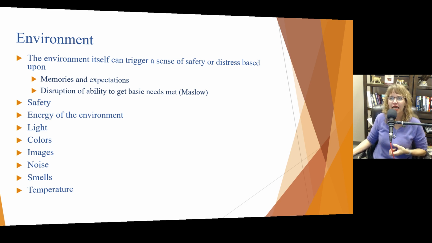The environment can also trigger a sense of safety or distress based upon disruption of the ability to get basic needs met. If you're in an environment that is not safe, safety is one of those basic needs. If you're in an environment that is loud or too bright so you can't get quality sleep, then those may trigger stress and distress because you're not able to get your basic needs met.